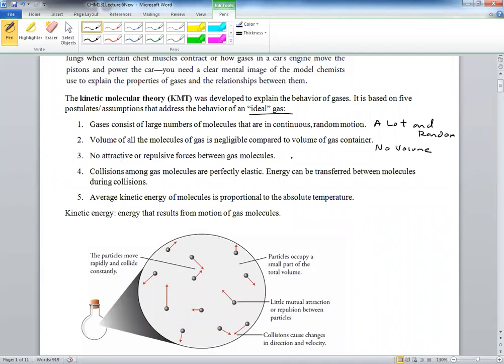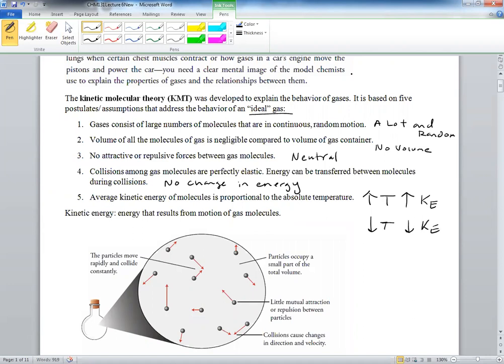Number 3, repulsive or attractive forces, they are neutral. Number 4, collisions among gas molecules are perfectly elastic. Energy can be transferred between molecules during collisions. Again, no change in energy in terms of the whole system. And number 5, the average kinetic energy of molecules is proportional to the absolute temperature, which means that the higher the temperature, the higher the kinetic energy. The lower the temperature, the lower the kinetic energy. That's a nice way of explaining that.